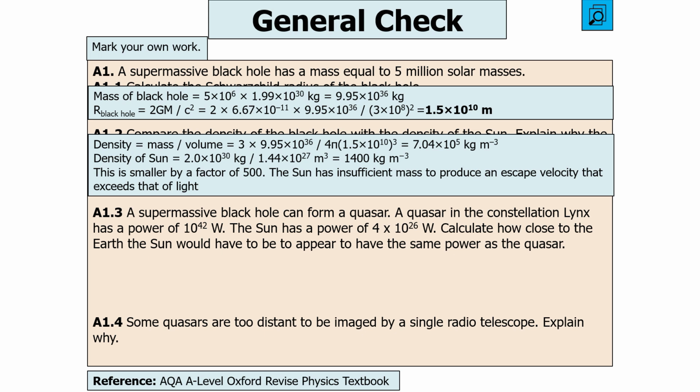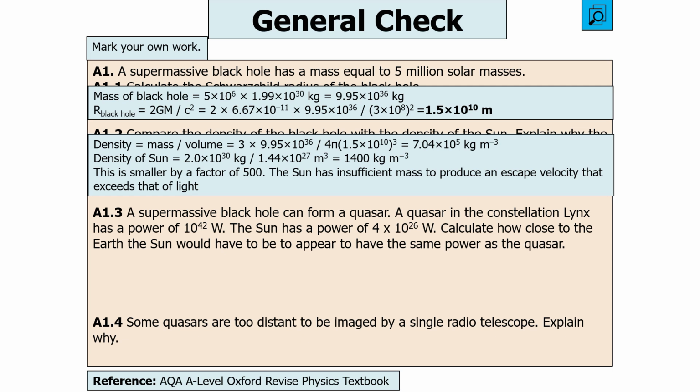So you work them through and you can work out that the density of the black hole is 7.04 times 10 to the 5 kilograms per meter cubed. The density of the Sun is 1,400 kilograms per meter cubed. So therefore the density of the Sun is 500 times smaller than the density of the black hole. So the Sun has insufficient mass to produce an escape velocity that exceeds that of light, which would be needed to be a black hole.